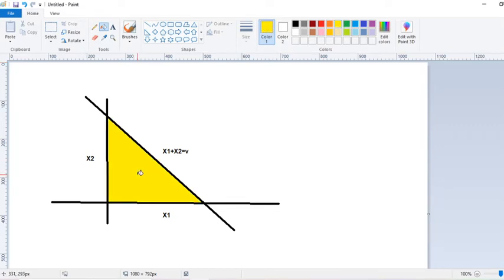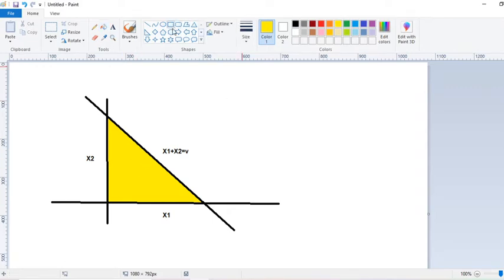If the random variable is non-negative, this will be the region. If the random variable is arbitrary, we have to take this region also. So for the sake of better narration, we can consider these as non-negative random variables. So this will be the region.